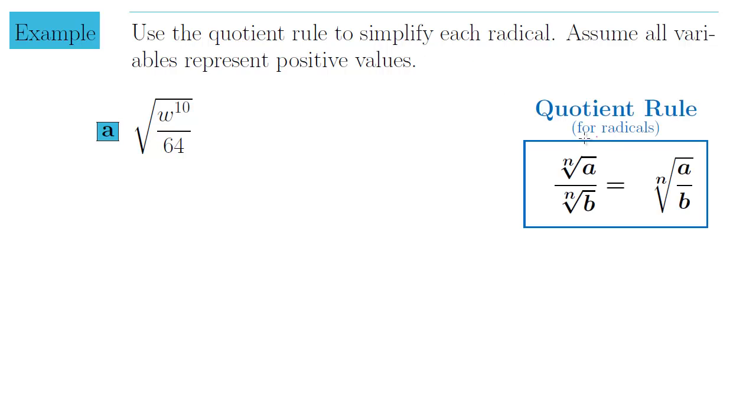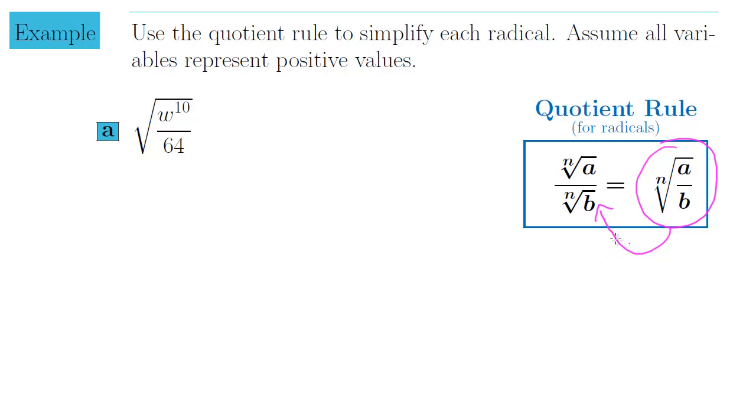Here's the quotient rule for radicals. It says if you divide the nth root of a by the nth root of b, you get the nth root of a over b. But if you look at what we're given, we're actually given the square root of a over b already. We're given this side. So to simplify this, we're going to go ahead and move backward and split the radical up.